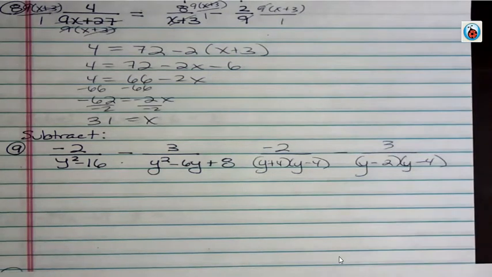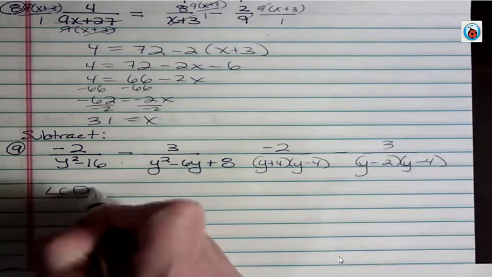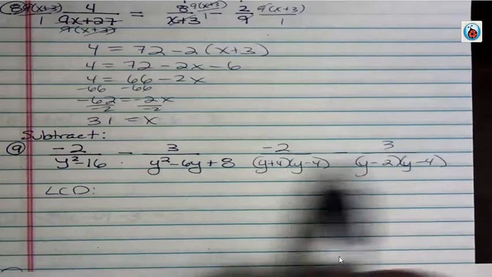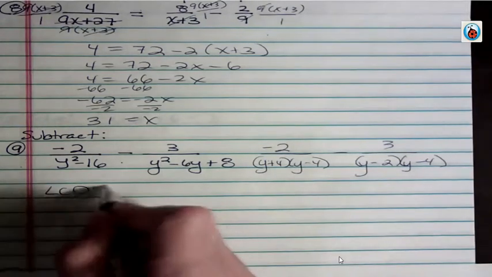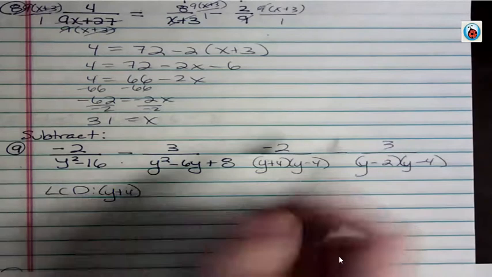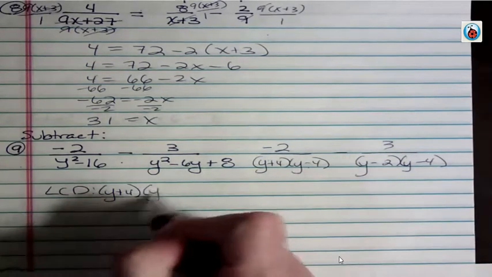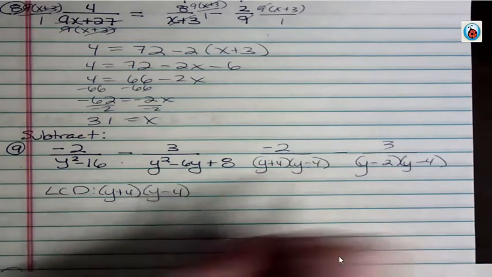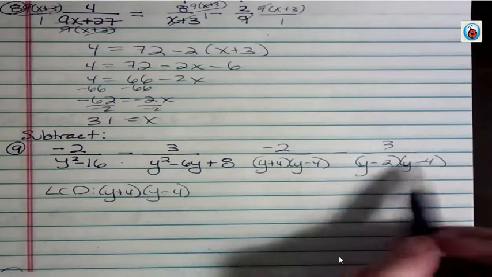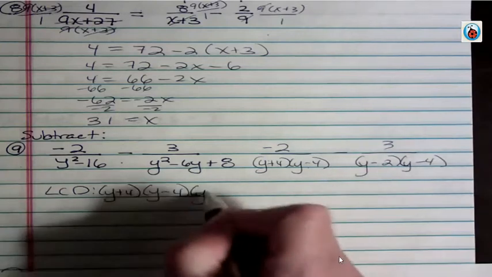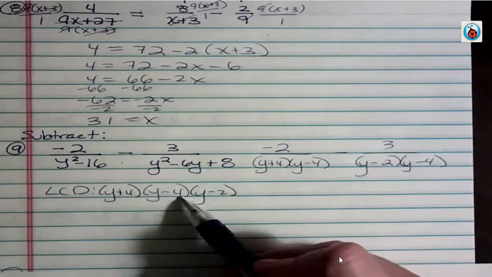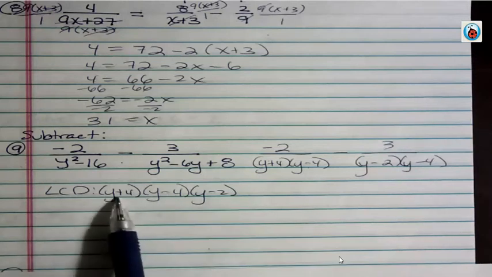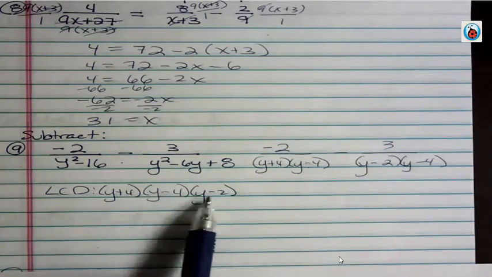What's the least common denominator? Well, in order to be a least common denominator, it has to represent all the fractions. So the first one has a y plus 4 and a y minus 4. That represents that fraction. Now I move to the next fraction, y minus 2. I don't have one of those yet. And a y minus 4. I already have that. So my least common denominator is y plus 4, y minus 4, y minus 2.